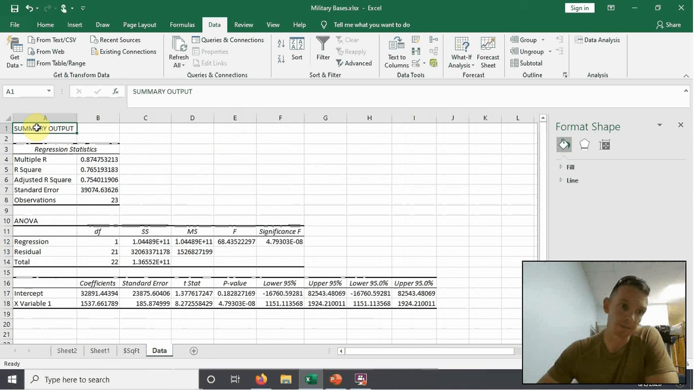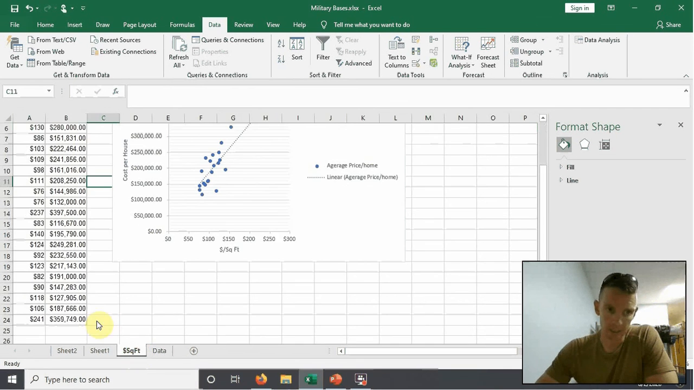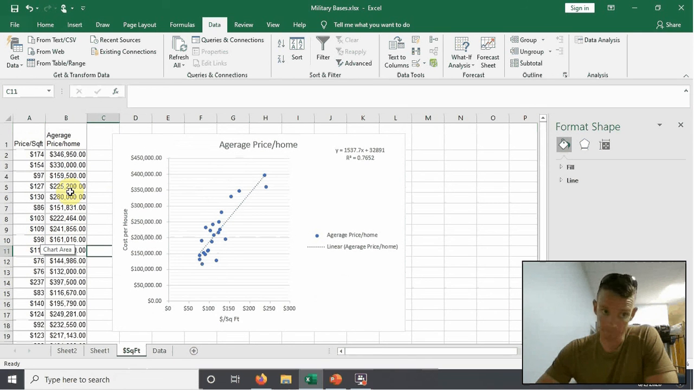This is the summary of the output. What this gives us is an R-squared value, and the R-squared value tells us how well our data fit together. It's saying that, at least with the data set that we have here, the price per square foot will increase with the average price of the home, and the accuracy of predicting this data is 76.5%.